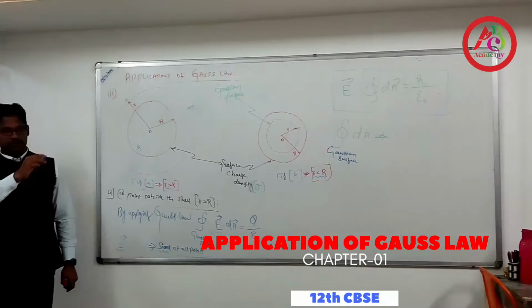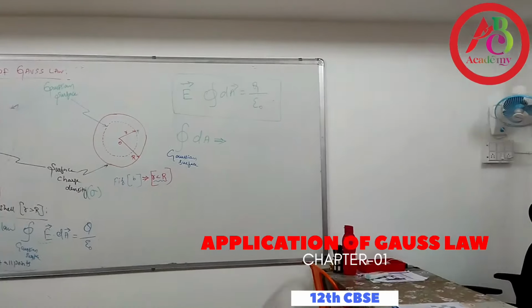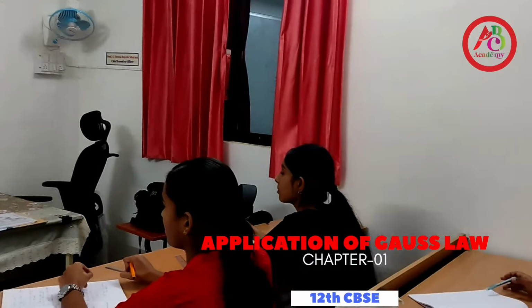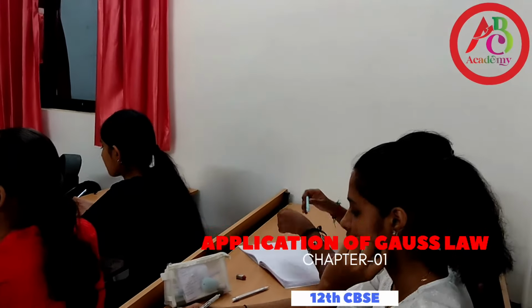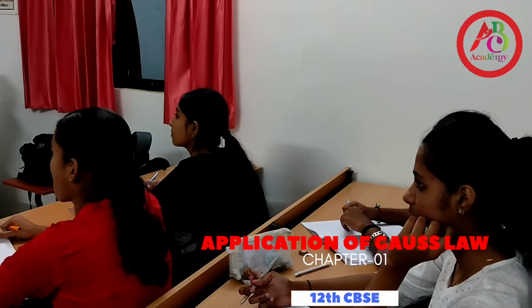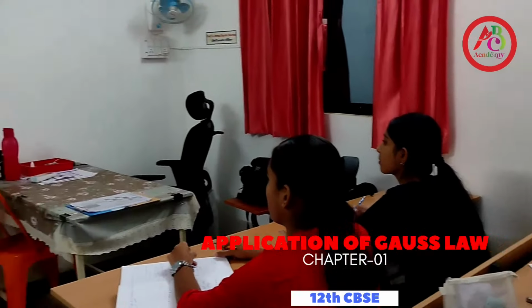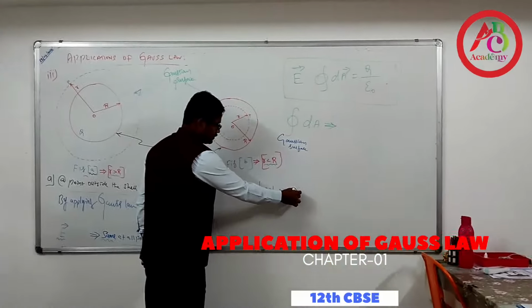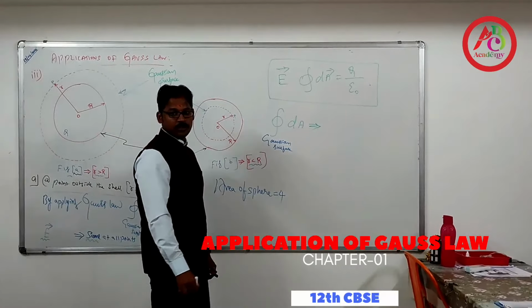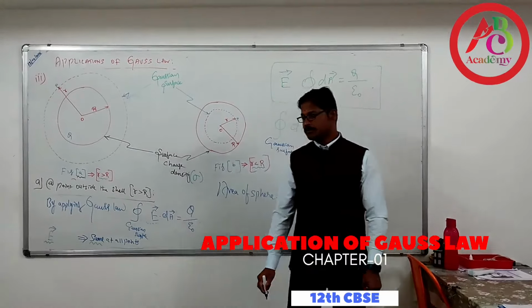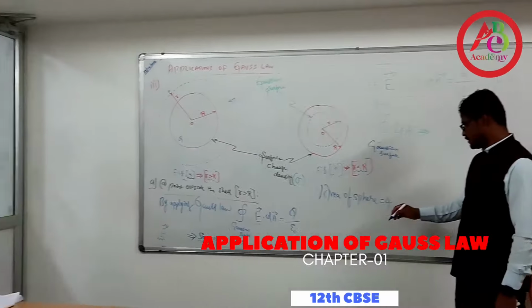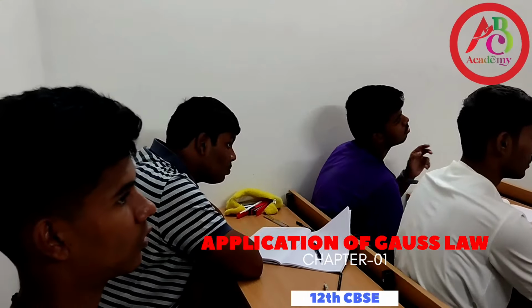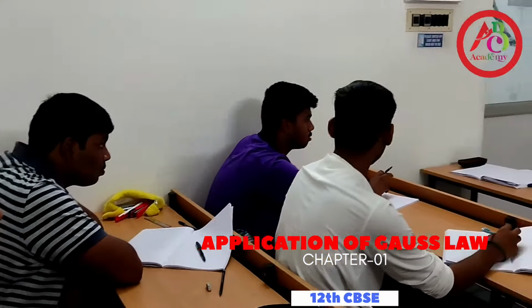What is the area of the sphere? Can any girls tell? The boys said 4 pi r square. 4 pi r square.